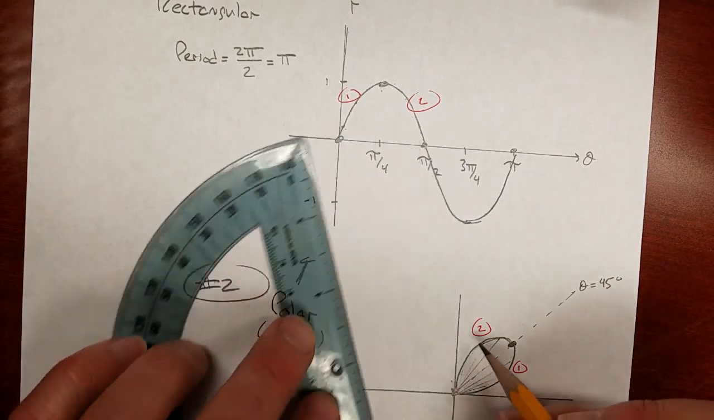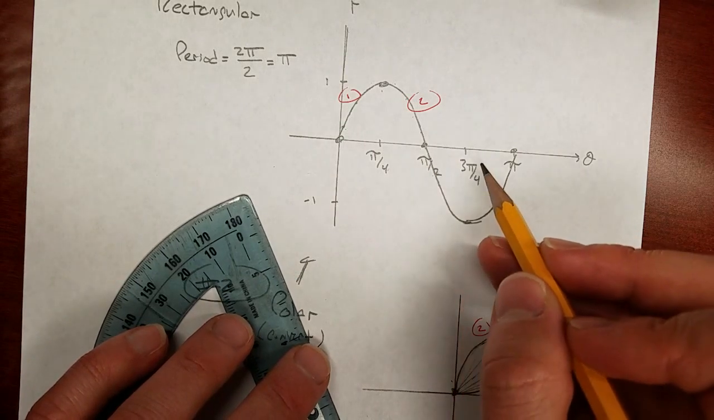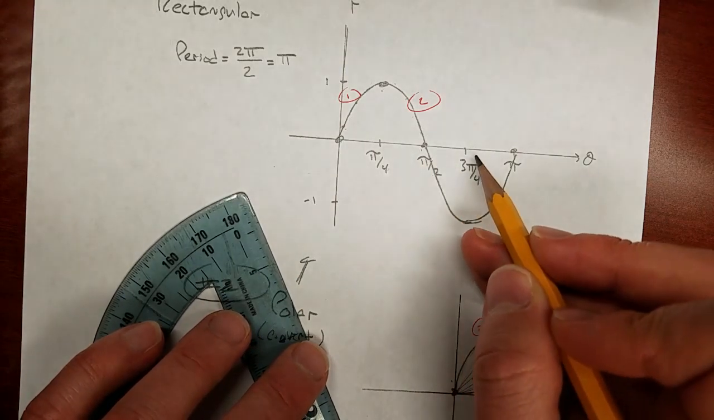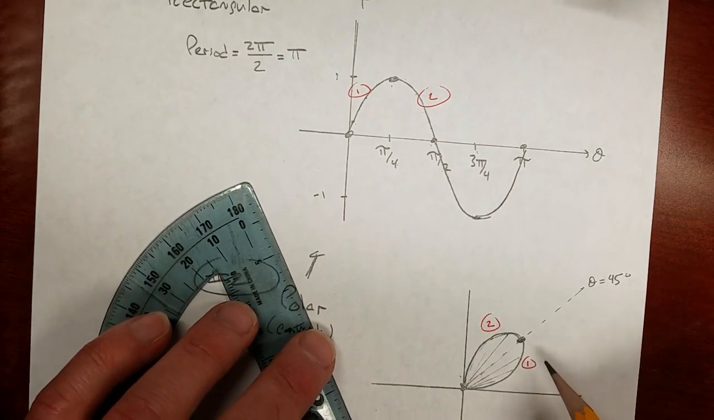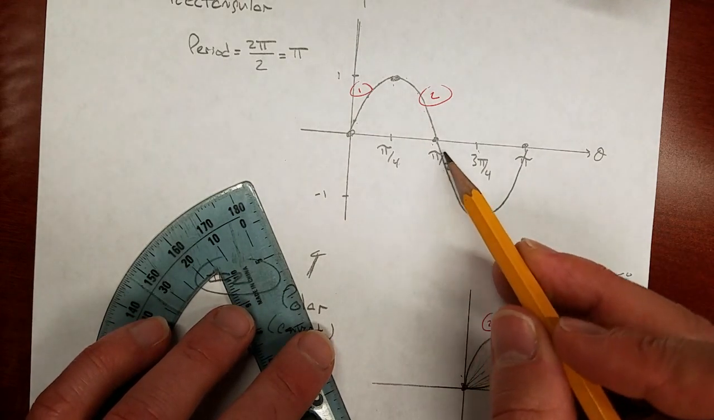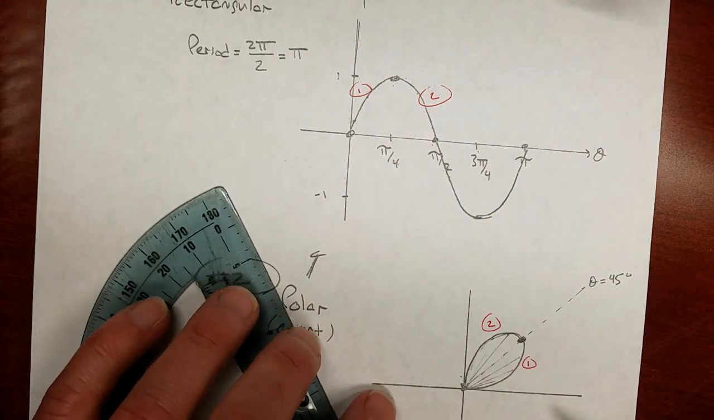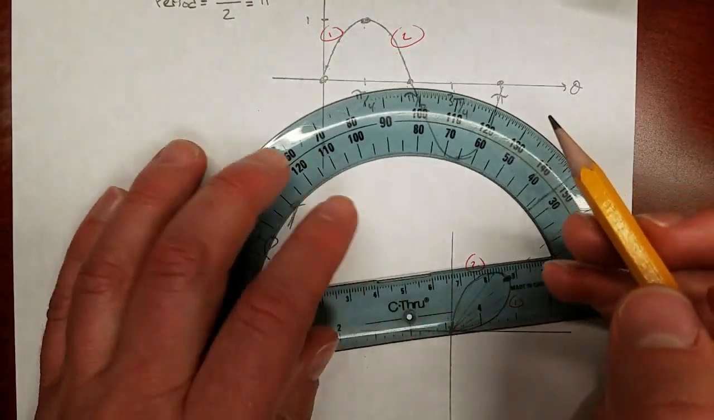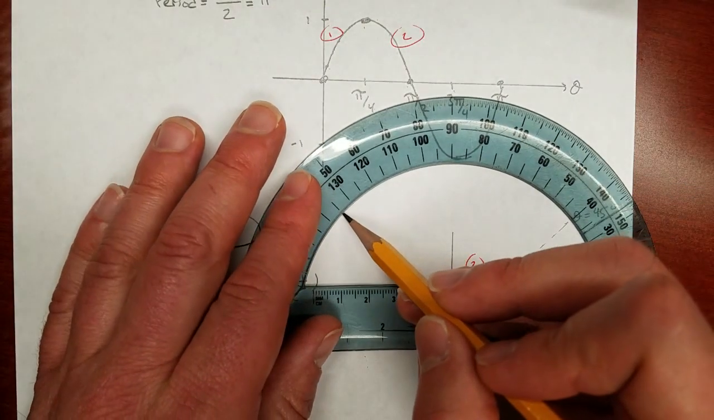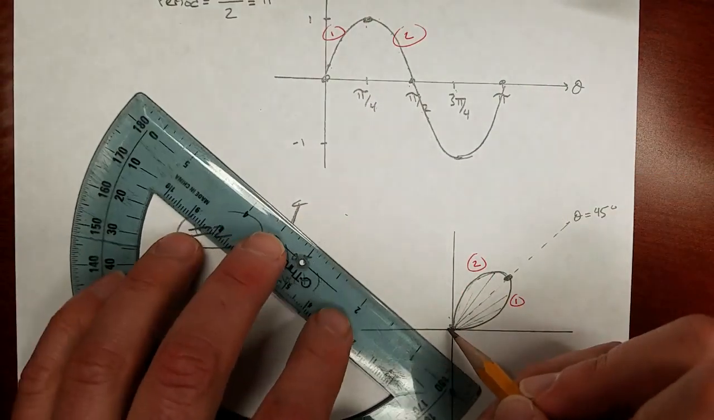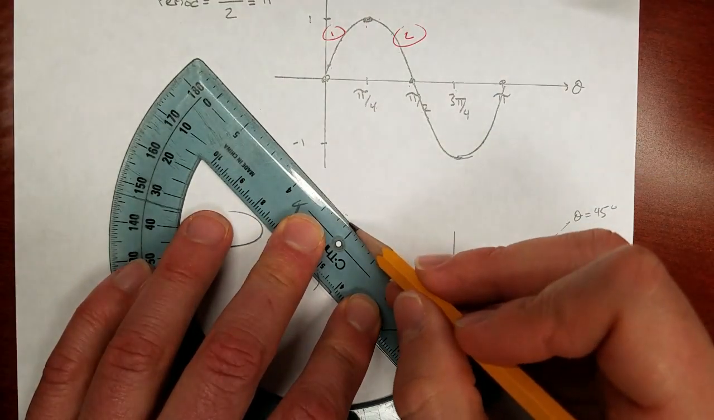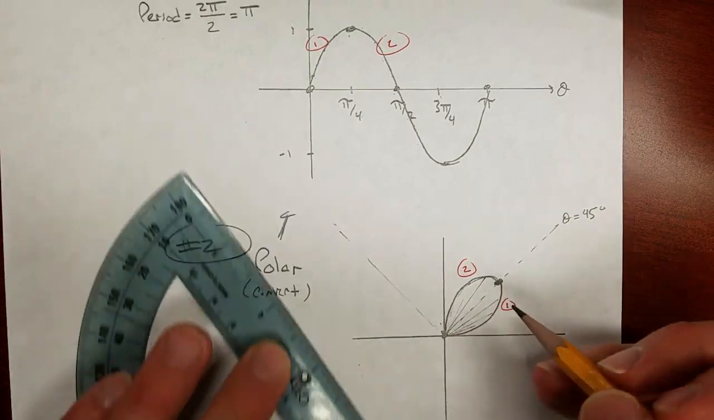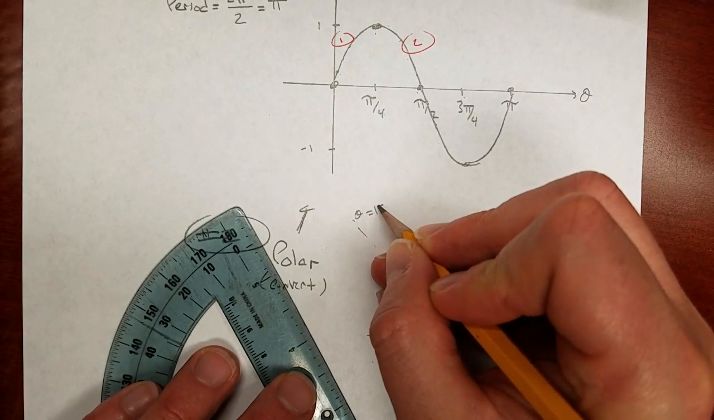Okay, so when theta is 90, r is 0. As you tilt towards 135, r will get more and more negative. Okay, so let's put that angle on here for reference. So here is 135. All right, so like that. There's theta is equal to 135 degrees.